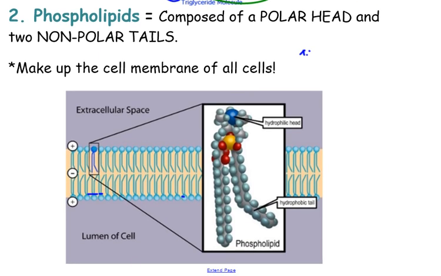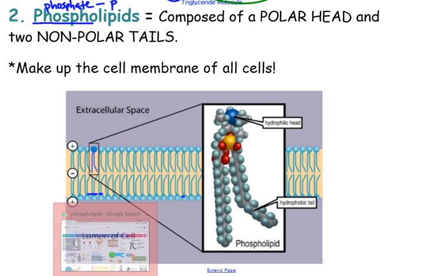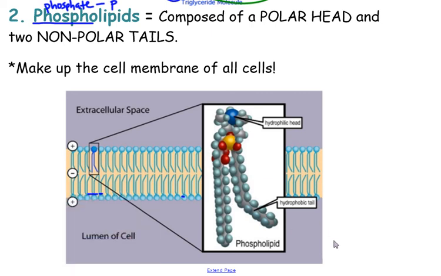Triglycerides are also probably what you come across on a daily basis when it comes to nutrition and food. Phospholipids. Let's break down this word. Phospho actually stands for phosphate, which contains phosphorus. This is where we get our P. Like I said, there was one type of lipid that does have phosphorus.